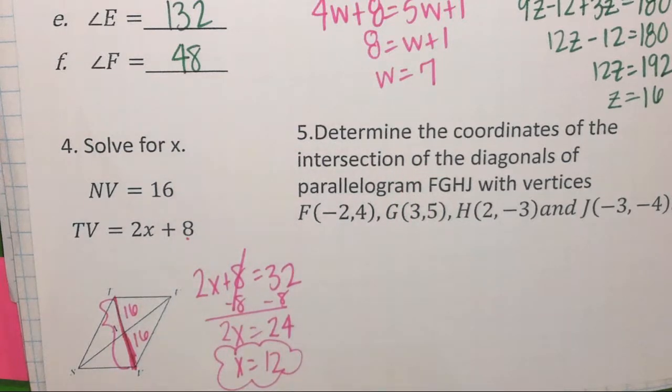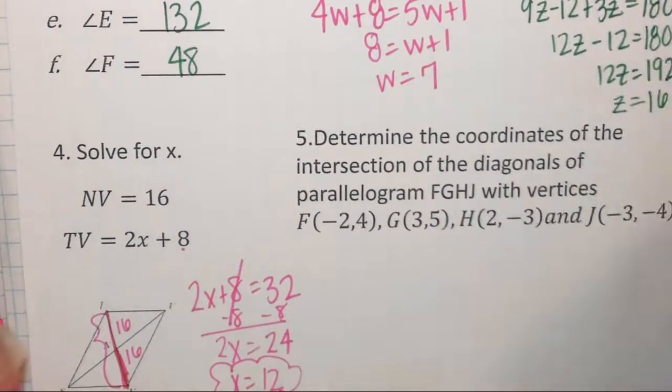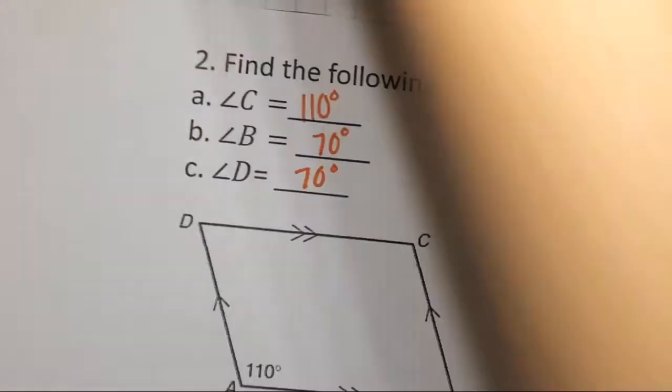All right, number 5. It says determine the coordinates of the intersection of the diagonals. Now, what do you think we need to do with this one first? Draw something. We need to draw something. Should we draw it maybe on a piece of graph paper? See, we got graph paper. And isn't our notebook in graph paper? Look at us go. Well, some of us have it on graph paper.